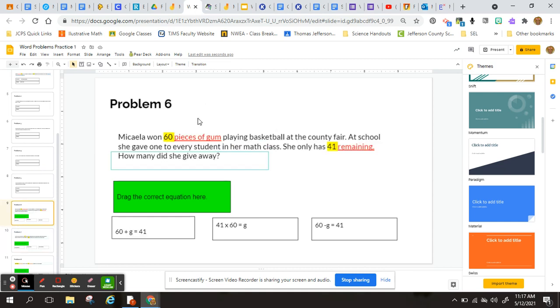But I made these different, where I've already highlighted the numbers, underlined the keywords, boxed the question, and all you have to do is find the equation on this and drag it to the correct place. You don't have to solve the equation, but you can drag the correct equation to the box, and that is what you do for 6, 7, and 8.